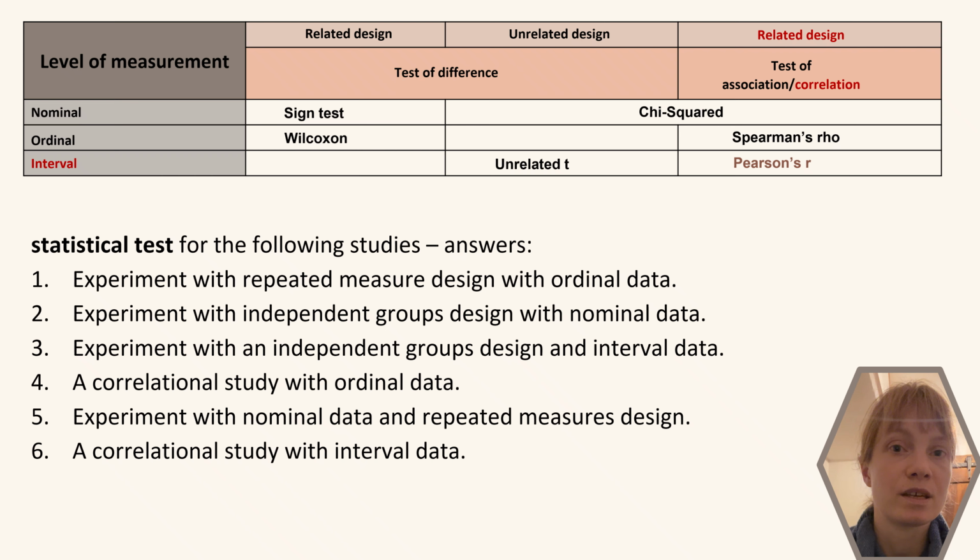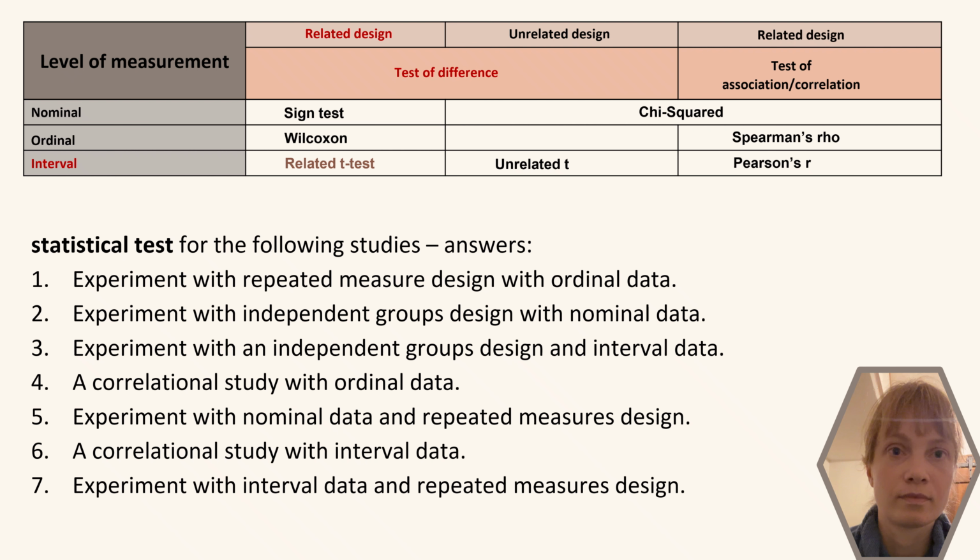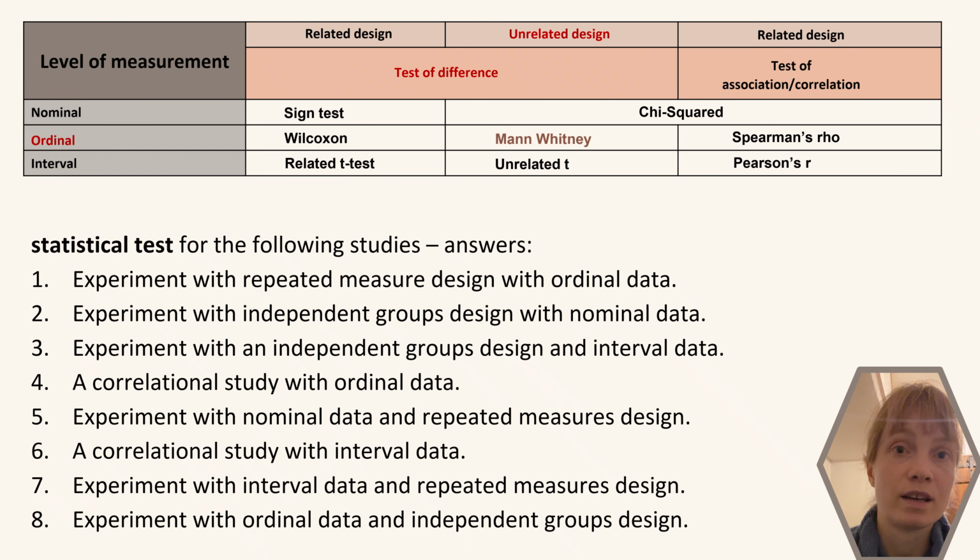Hence, we select Pearson's. Here we have a test of difference again, comparing scores across 2 conditions. It uses a repeated measures design, so that's related, and the data is interval. So we select the related t-test. Finally, we have a test of difference again, an independent groups design, meaning it's unrelated, and the data is ordinal, so we select the Mann-Whitney test.